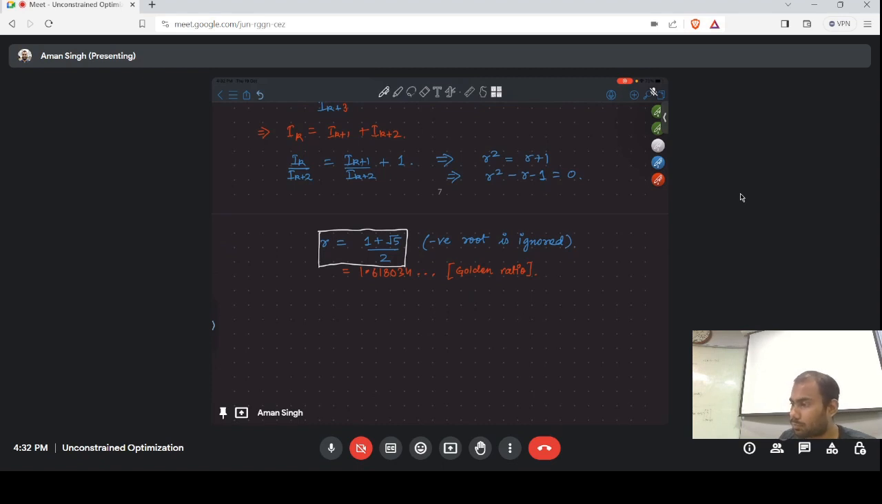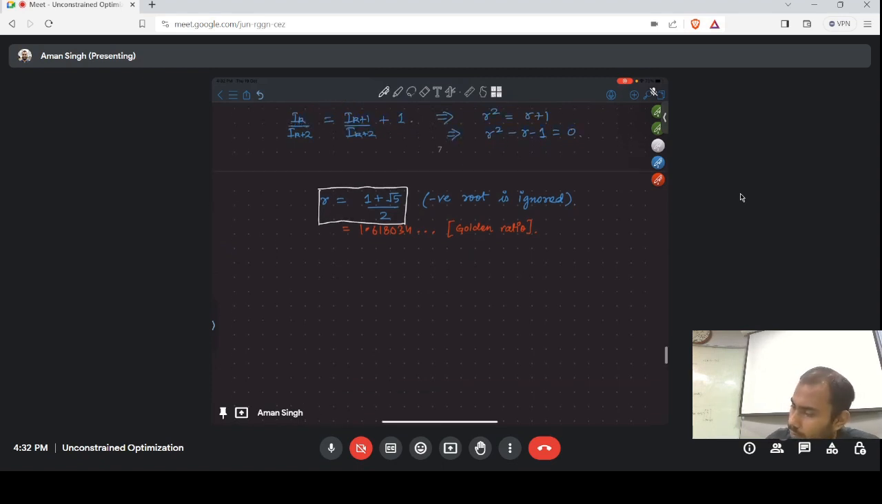And as you can see, let me add some insights. Each iteration is independent of n, and also the initial two points are not dependent on n. So basically this means you do not need to find n beforehand, and that is very helpful.